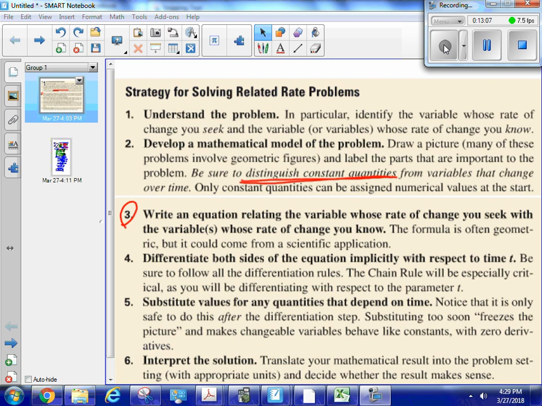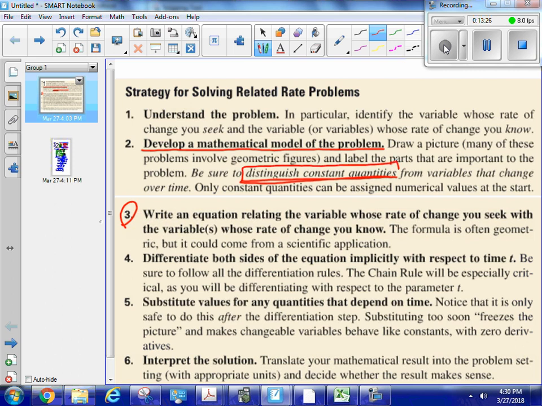Let's just relate it back to our steps. Did we understand the problem? Yeah, we kind of understood it, but we understood it more as we went along and started working it. Did we develop a mathematical model of the problem? That was drawing the picture and seeing, well, I think I can use a triangle and trigonometry in here. And I was definitely careful to distinguish constant quantities from those that change.